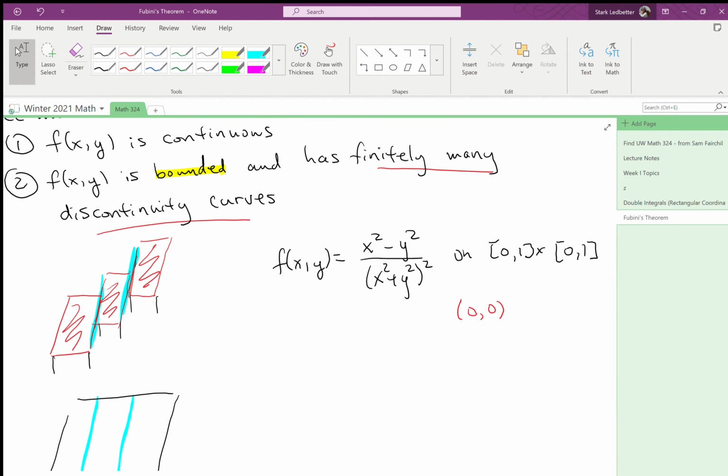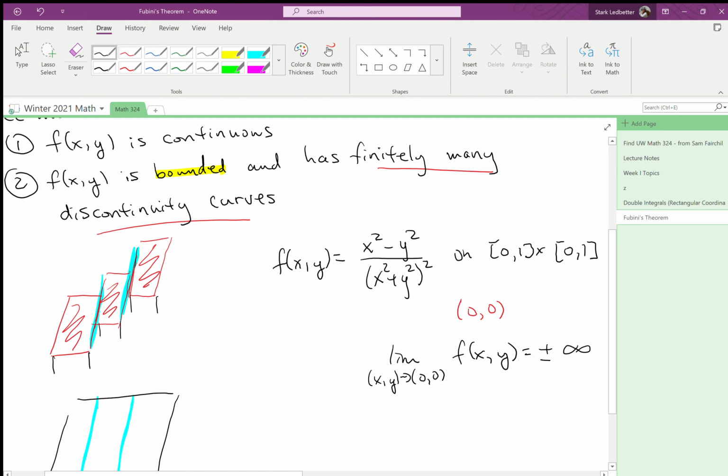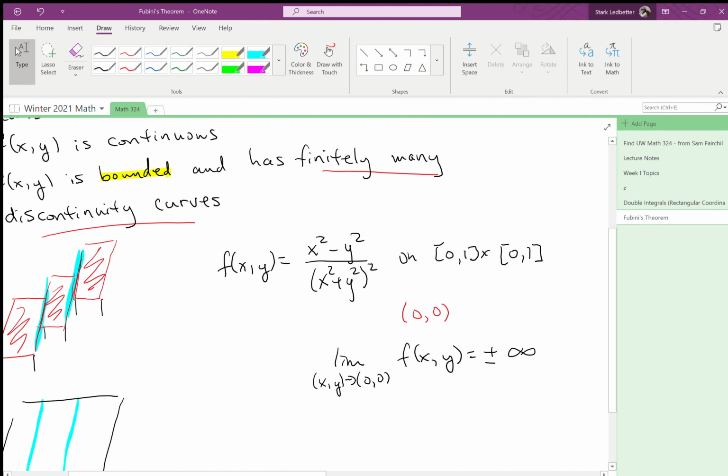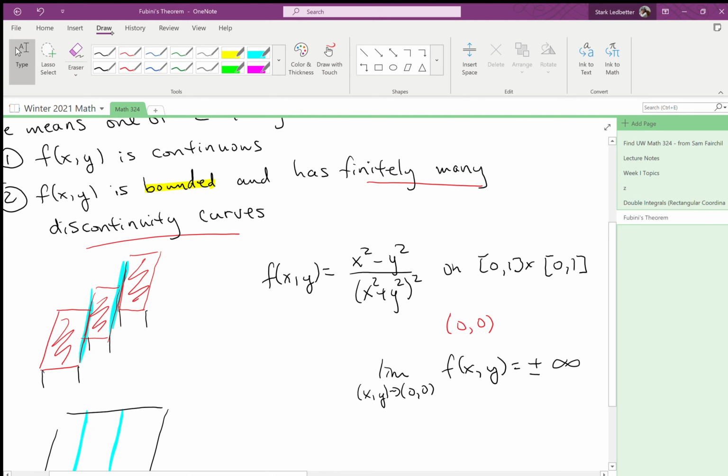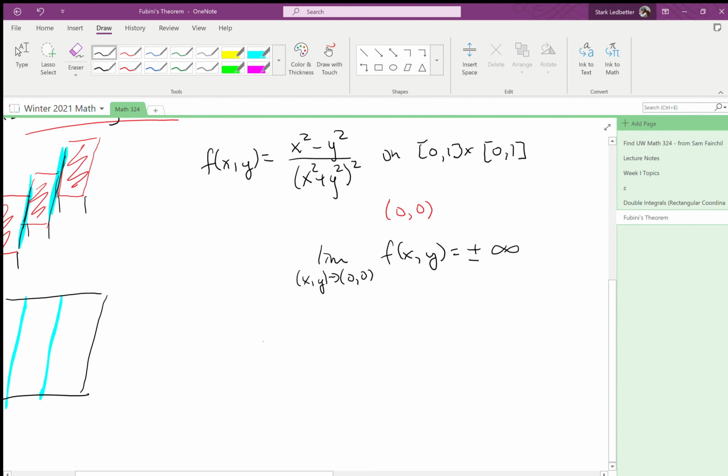So what that means is that the limit as x comma y goes to 0, 0 of f of x y is infinity, basically. Depending on whether x or y is bigger, it could be positive or negative infinity, so that's even worse. So it's pretty bad. This function is bad enough at 0, 0 that it's going to wreck the whole integral on that unit square. So what we're going to do is integrate it two different ways, and we'll see that we get two different answers.